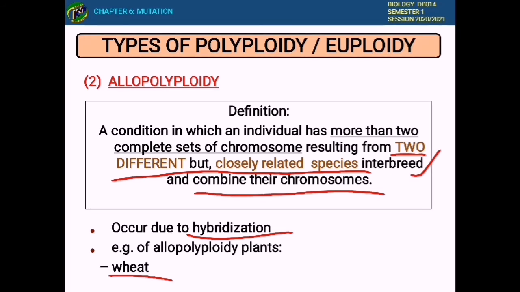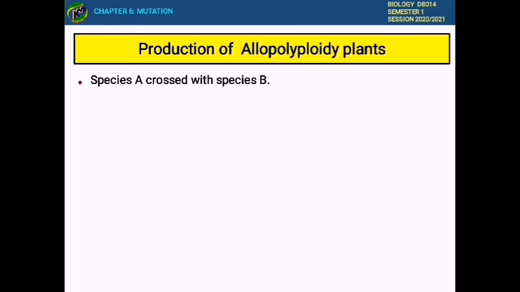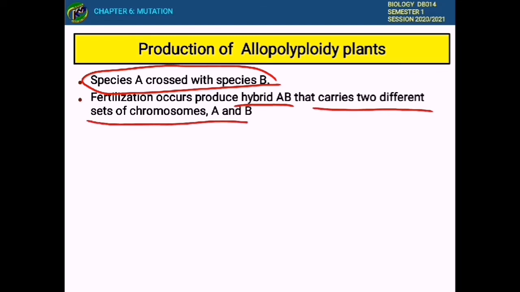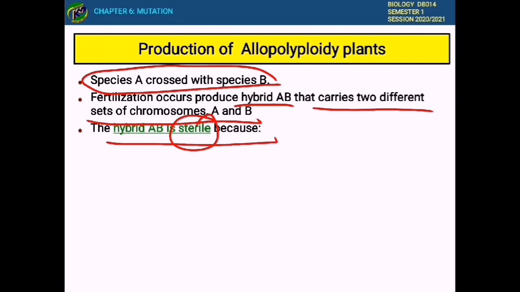Alright, so let's see the production of allopolyploid plants. Species A crosses with species B. These are two different but closely related species. Fertilization occurs and produces hybrid AB that carries two different sets of chromosomes because they derive from different species. The hybrid AB is sterile.